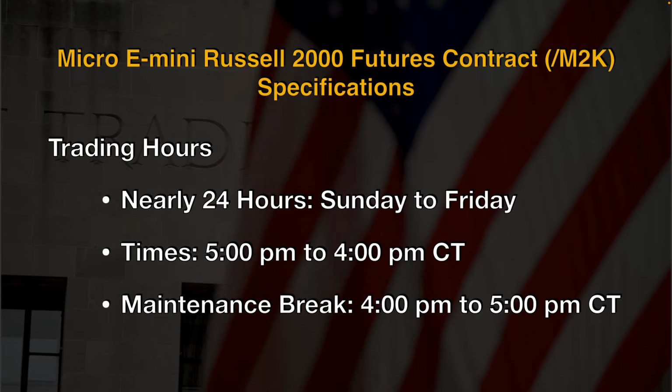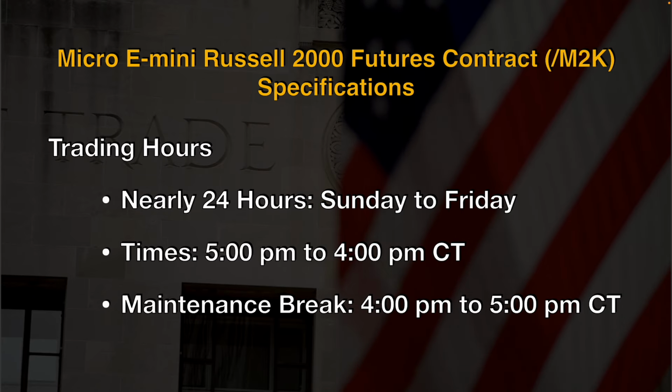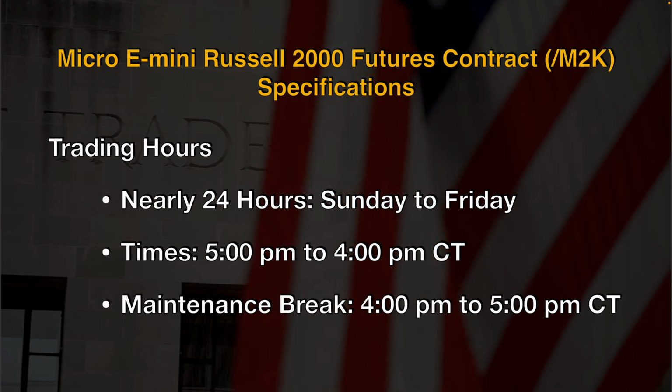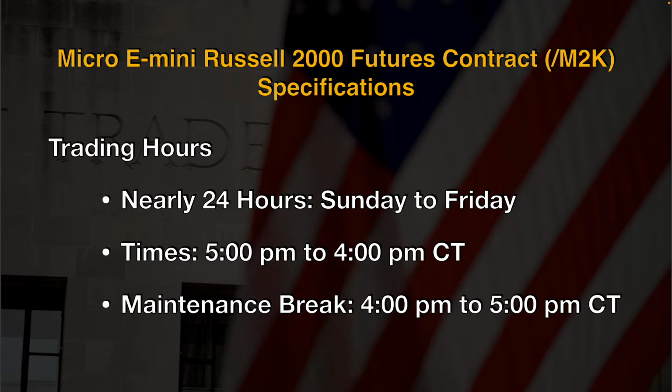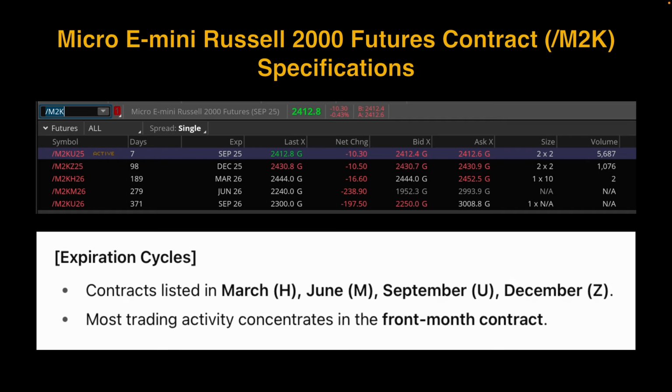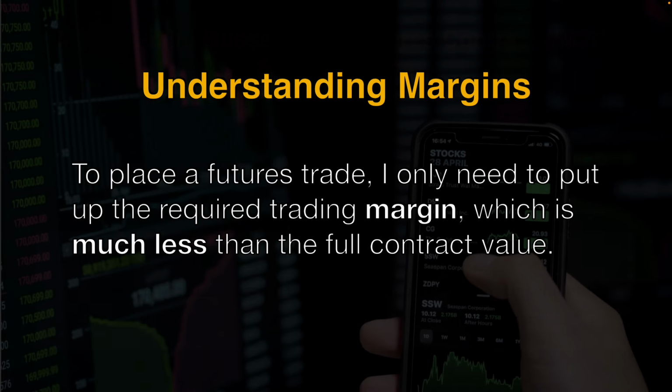The Micro E-mini Russell 2000 futures contract trades nearly 24 hours a day, Sunday to Friday, between 5 p.m. and 4 p.m. Central Time, with a maintenance break between 4 p.m. and 5 p.m. The contract expires quarterly, every March, June, September, and December, with most trading activity concentrated in the front month contract.